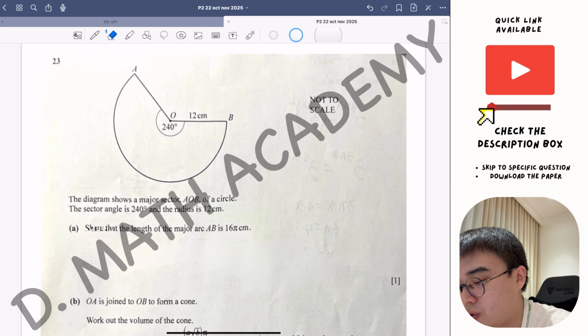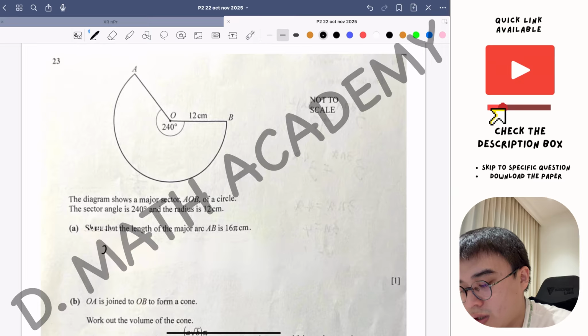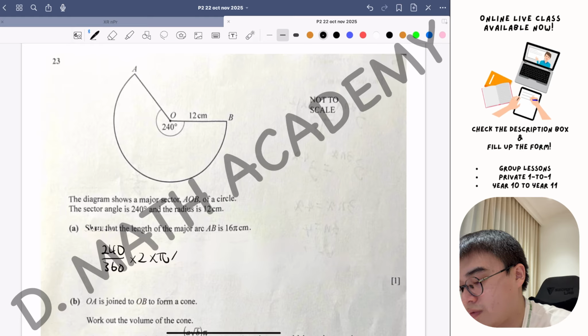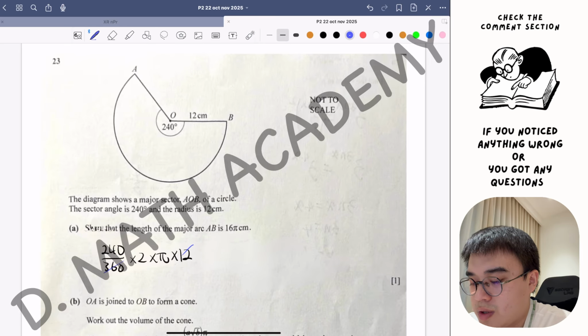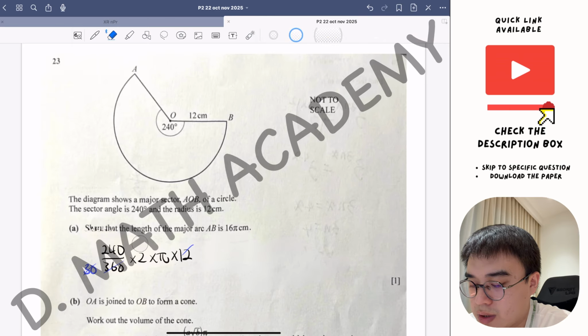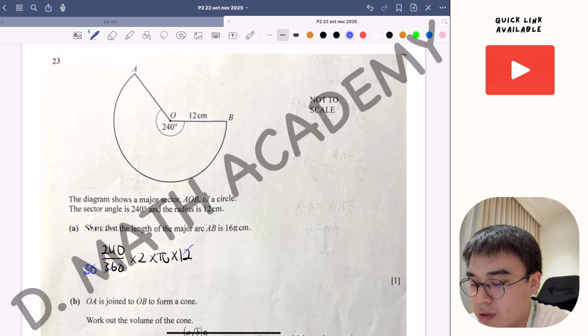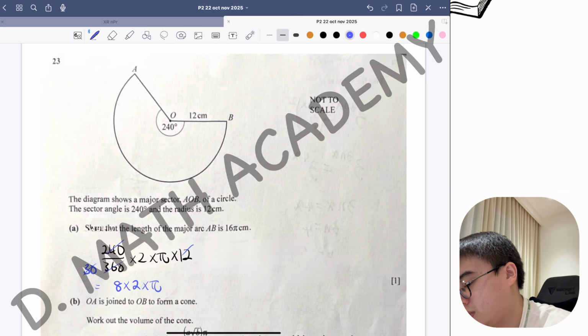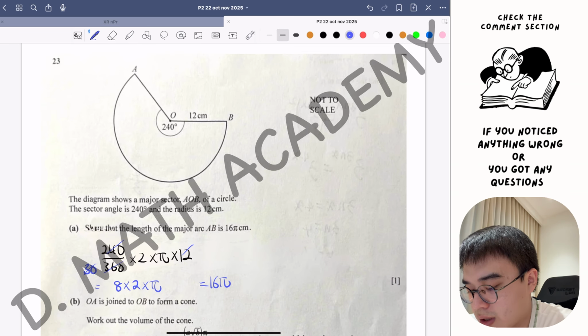So 240 over 360 times 2 times pi times 12. I got 30 by this. Oh, 30 can simplify with the top. So I got 8 times 2 times pi equals 16 pi. Okay, done.